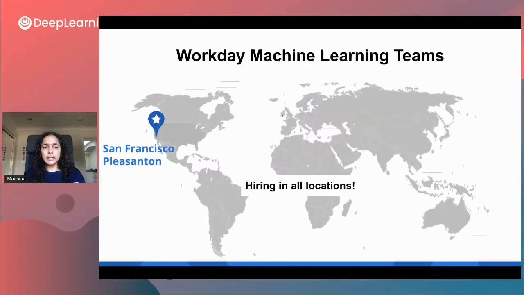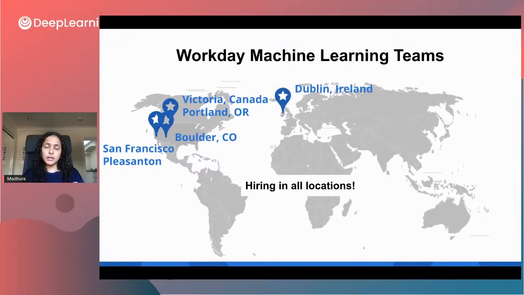Our journey, even though it began as a team in San Francisco and Pleasanton, we intentionally decided to have a distributed location strategy so we could reach the talent pools wherever they might be. And over the last 7 years, we've expanded to Boulder, Colorado, Portland, Oregon, and up north in Canada. The big office is Victoria, but we also have people in Toronto. I believe there is somebody in Montreal now. And we have a presence in Dublin, one of the biggest dev centers that Workday has in Europe. And we are hiring in all locations. So please ping me if anything I mentioned about Workday ML interests you.